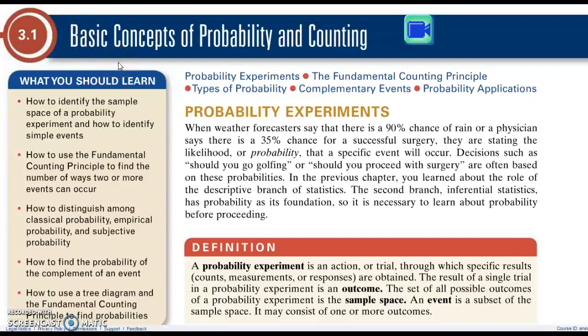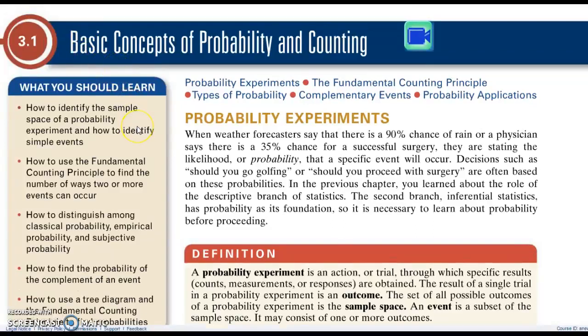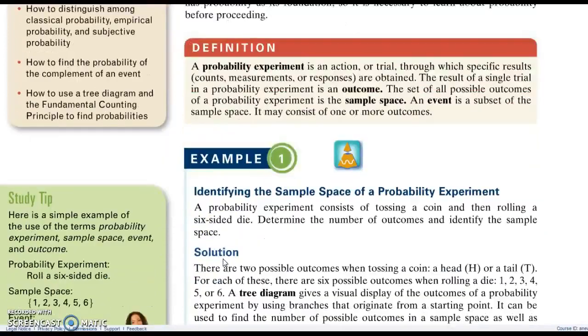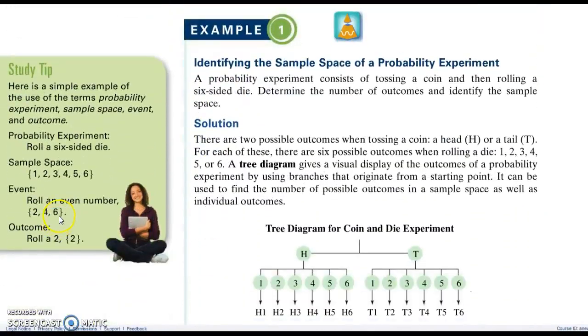In Chapter 3, we start off with some basic concepts of probability and counting. There are some definitions at the beginning. Read through those examples. Let me know if you have questions about any of the definitions. This little example here kind of sums up the beginning definitions.